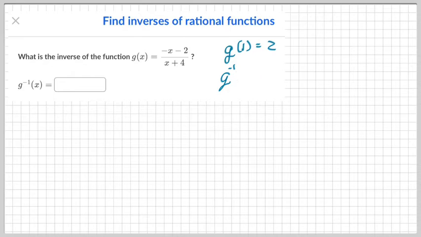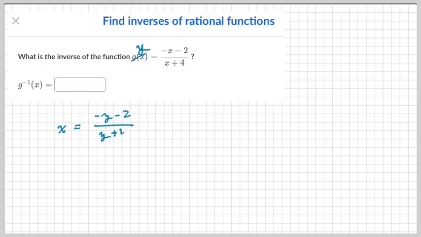Okay, but I don't know if I get a 2 if I plug in a 1. But anyways, we've got to find the opposite function for this one. In order to do that, I'm going to take out the g and put a y so it's easier to work with. You don't have to do it this way, but you can. I'm going to switch the x's with the y's. So I'm going to have x equals negative y minus 2, with a y plus 4 on the bottom. And my goal here is to get the y alone on one side, and then that would be the g inverse.